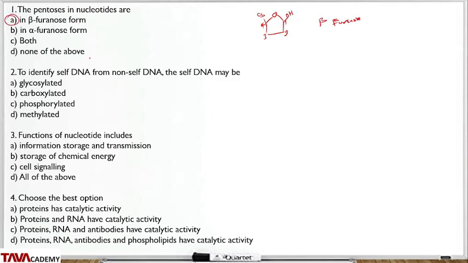To identify self DNA from non-self DNA, the self DNA may be methylated. So once we methylate the self DNA, we are able to identify them from non-self DNA.